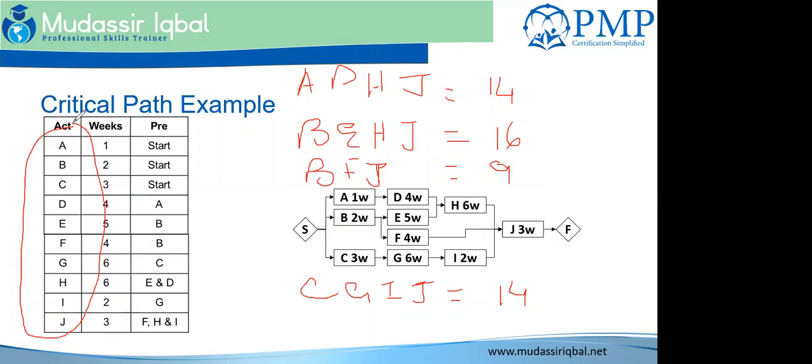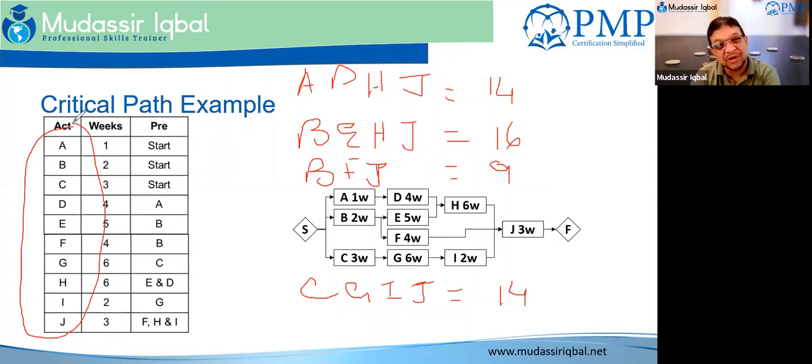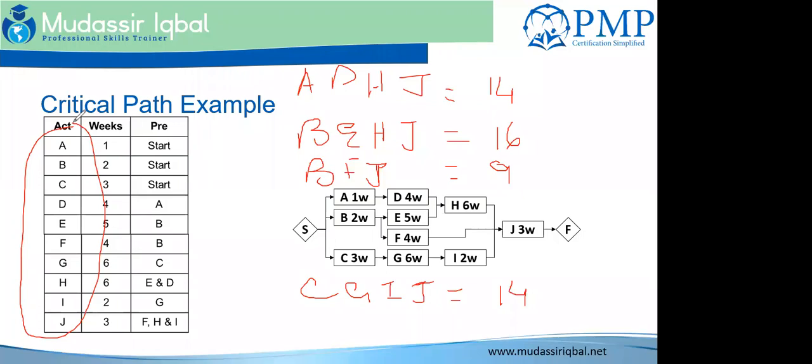Sorry, can that be repeated again? I just didn't catch that. Yes, Jasmine, go ahead. It's because your third path doesn't count your H activity of 6 weeks. So you can't just ignore that task. Your longest duration is your second path, B, E, H, and J. So 16 weeks is your critical path.